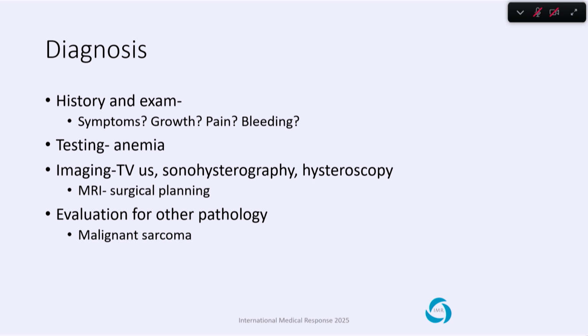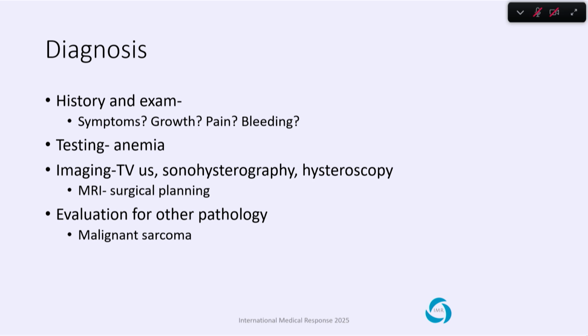We want to make sure that we also evaluate for other pathologies that could get masked because many times women are dismissed. They say, oh, you just have fibroids, so there must be nothing else really going on explaining your bleeding or your pressure symptoms or your pain. So we have to always be very aware and vigilant in ensuring that it really is these smooth muscle tumors that are causing the condition.